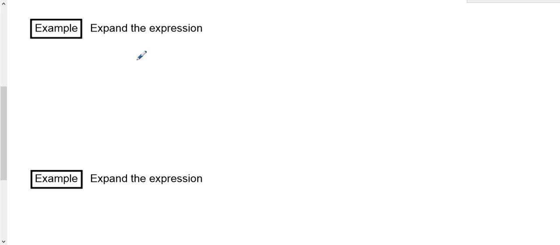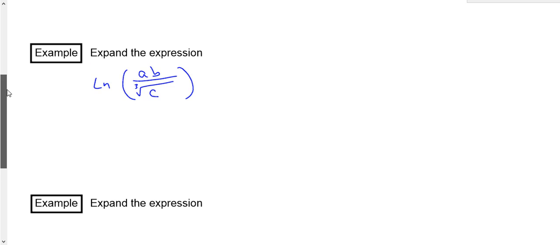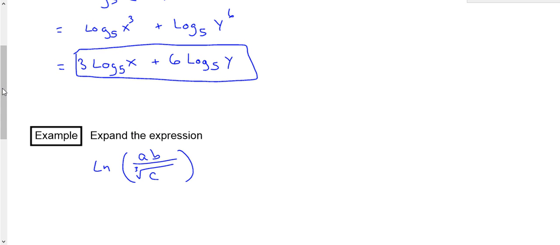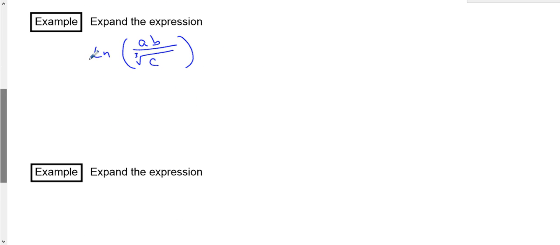Okay, let's look at another example. If I have the natural log of a times b divided by the cube root of c. I'm going to treat natural log the same way as I do these other logarithmic expressions, because really they are truly the same thing. It's just that natural log is log base e. So it's not any different.